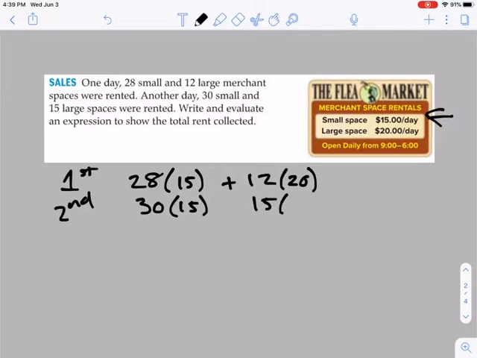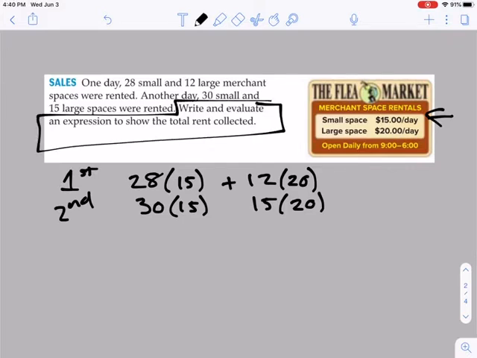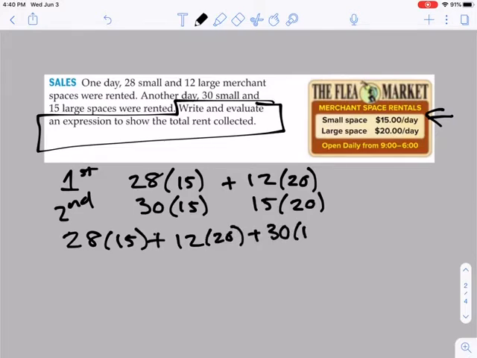So obviously, a few more spaces were rented out that other day. All right, 15 times 20. And so pretty much if I'm going to write and evaluate an expression to show the total rent collected, what I'm doing is I'm just adding everything up. I'm going 28 times 15 plus 12 times 20 plus 30 times 15 plus 15 times 20.